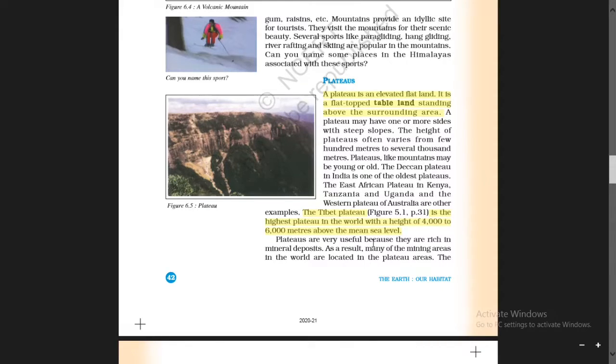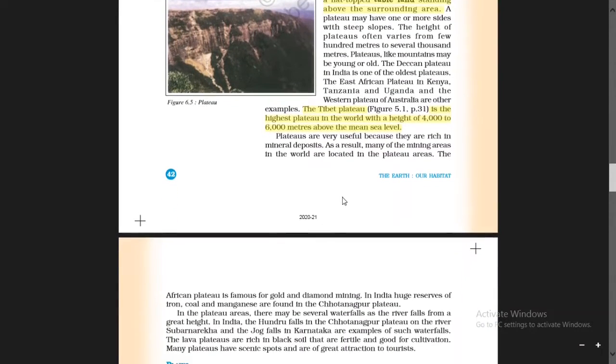Plateaus are very useful because they are rich in mineral deposits. You see, the importance of plateaus you find here. You can mark this one also. Plateaus are very useful because they are rich in mineral deposits. Several types of mineral deposits you can find there. That's why plateaus are very useful to us. As a result, many of the mining areas in the world are located in the plateau areas because of mineral deposits.